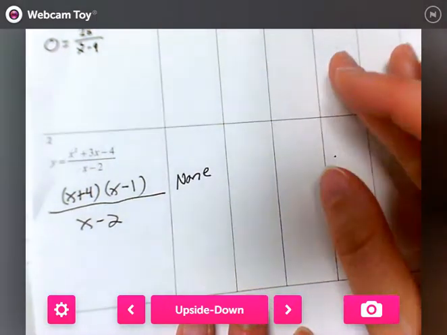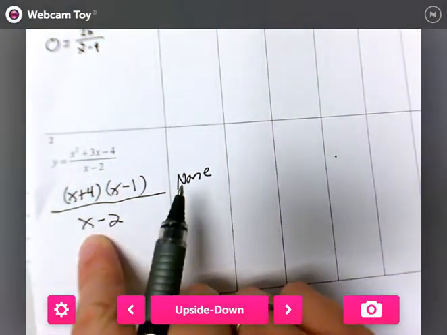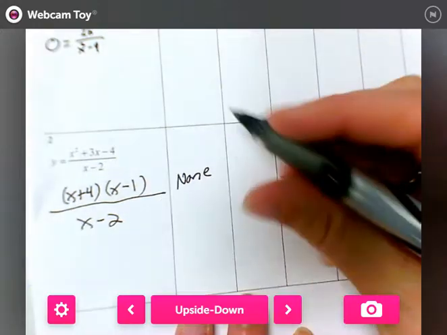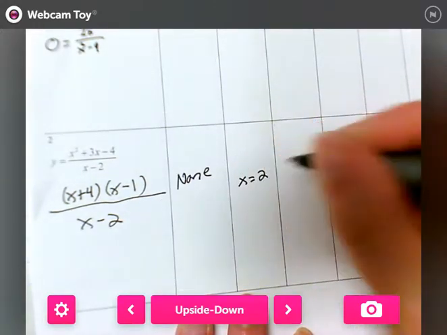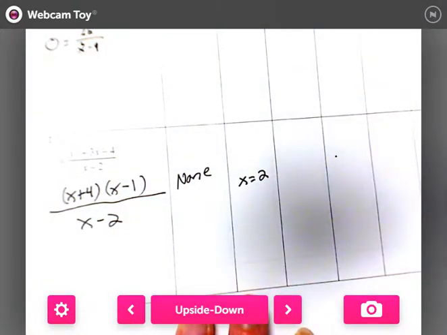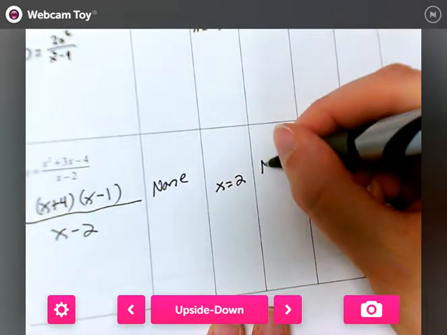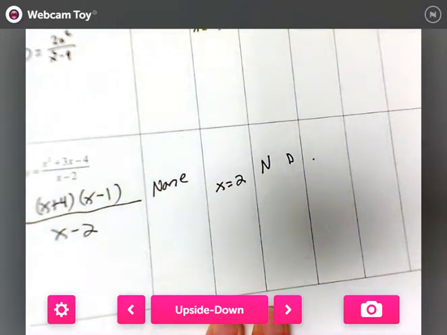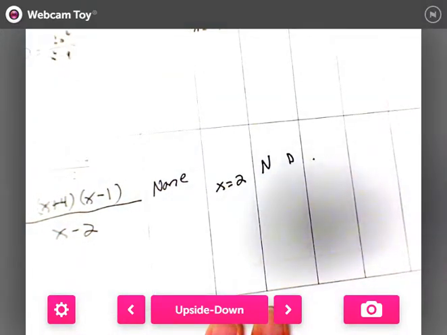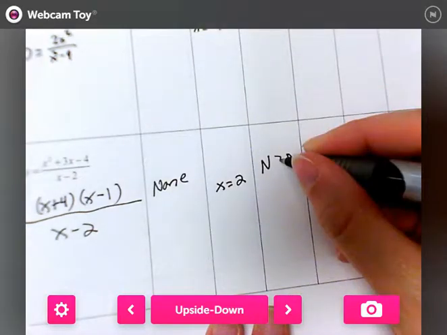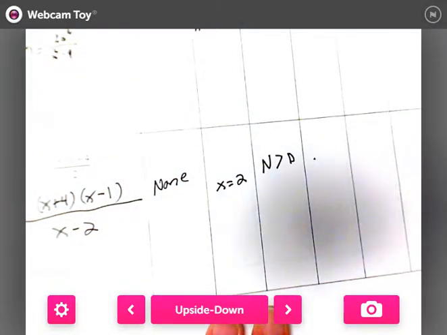Vertical asymptotes. That's where the bottom equals 0. So the opposite of -2 is 2. Okay, so x equals 2 is my vertical asymptote. Horizontal asymptote. The degrees on the top are bigger than the degrees on the bottom. So if we look at the board, that means there's none.